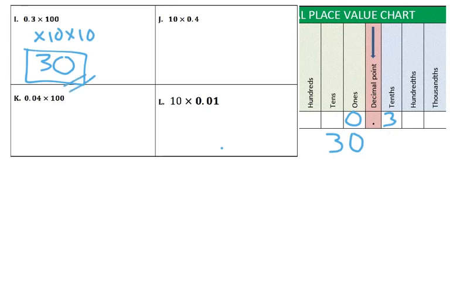It's a little bit easier to see it with K. So with K, we have 0, 0, and then a 4 in the hundredths place. We're multiplying it by 100, so that means that the 4 is going to move over 1, 2 spots, and it's going to be in the ones place. So that's just equal to 4.